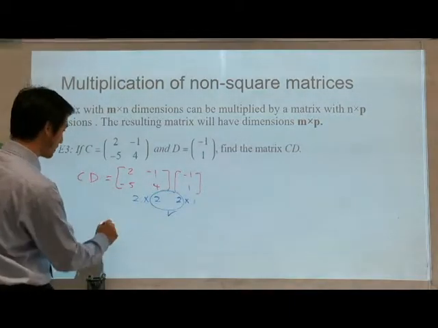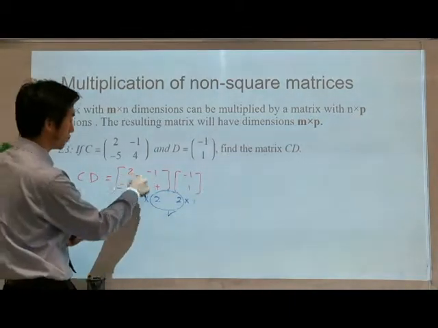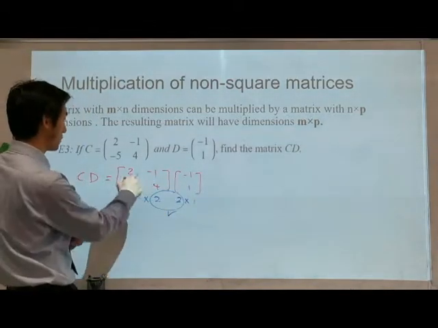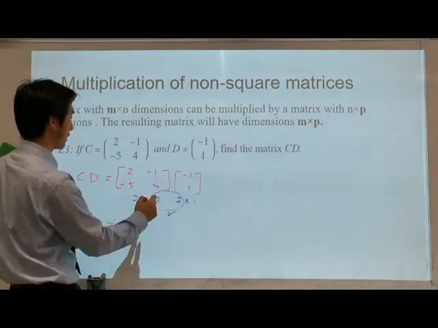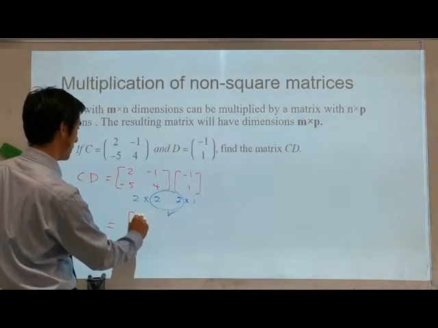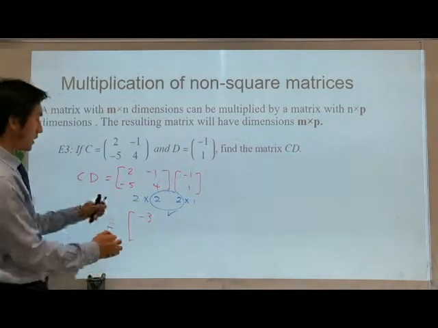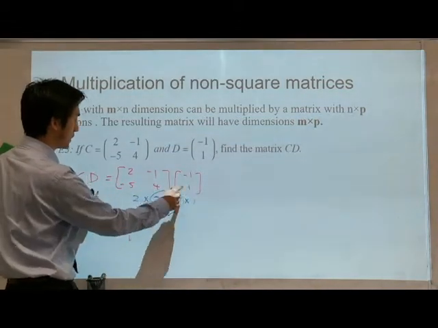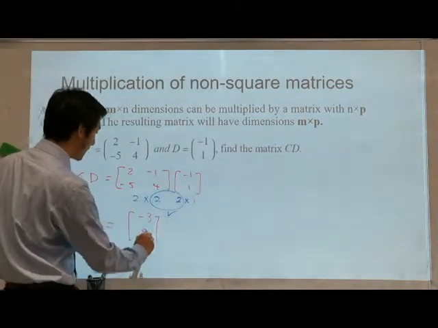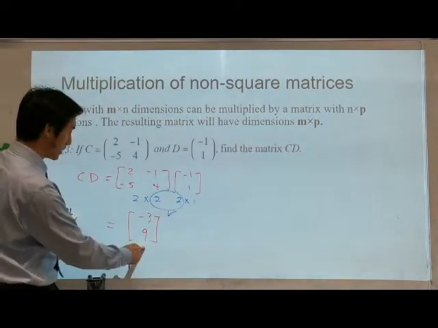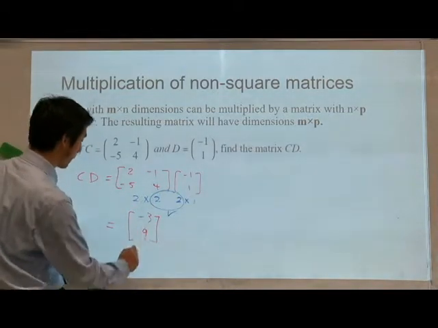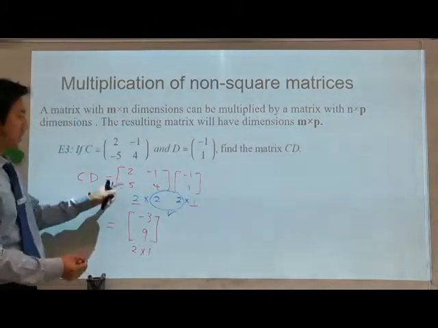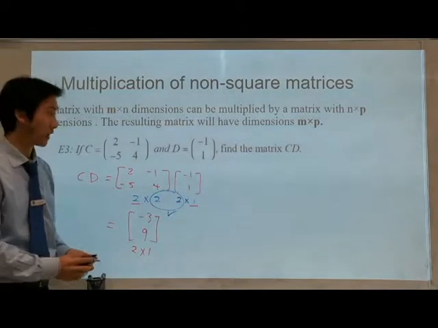So let's work through that. I'm going to multiply 2 by -1 and add on to that -1 times 1. So the answer is -2 plus -1, which is -3. In a similar way, -5 times -1 is 5, 4 times 1 is 4, 5 plus 4 is 9. And notice that our resulting matrix is a 2 row by 1 column, 2 by 1, which is the same as the outside dimensions that we wrote down earlier.